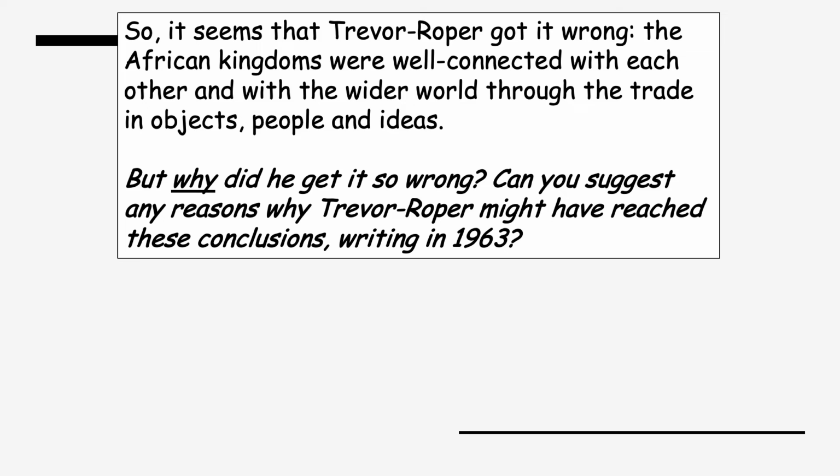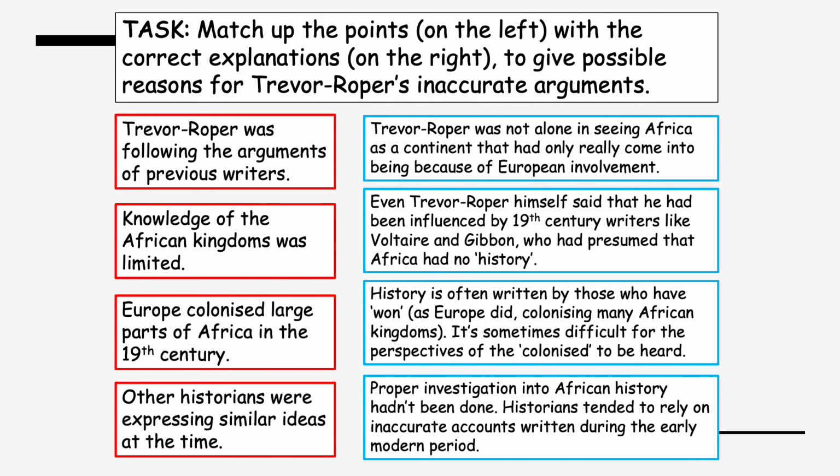But then, if we want to think a bit more deeply, we can ask, well, why did he get it so wrong? Why might he have said this in 1963? Okay? And this gets us into thinking about the context an interpretation is created in. Now, that's pretty difficult, or I think it would be. So it's important to give the pupils a leg up. So here are some explanations to match up.